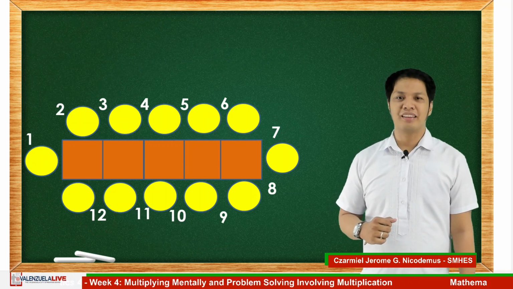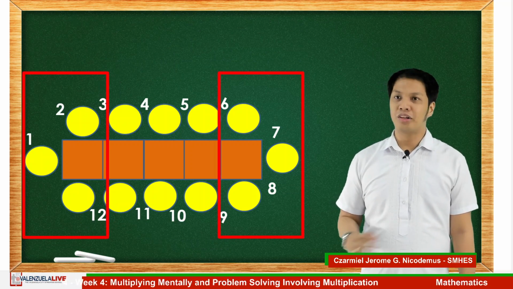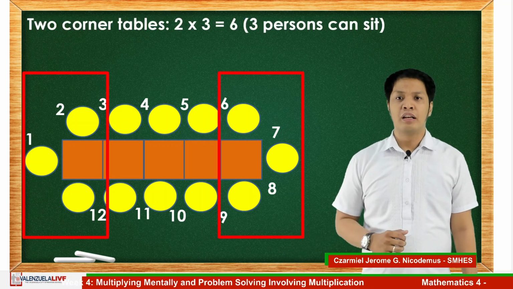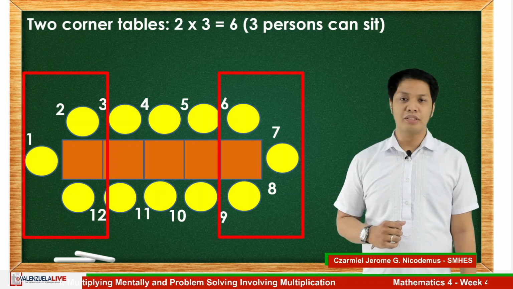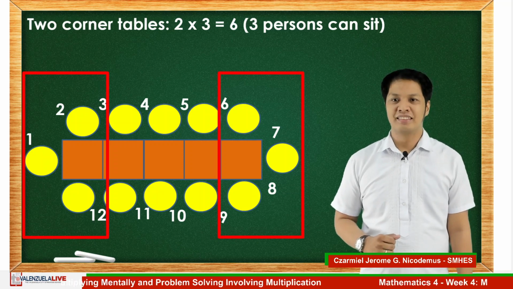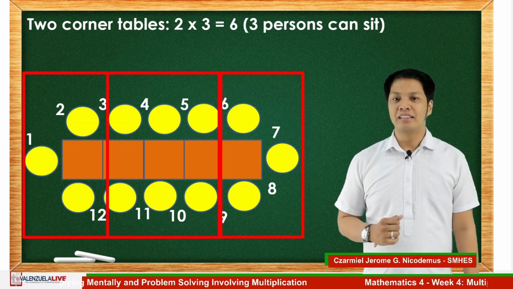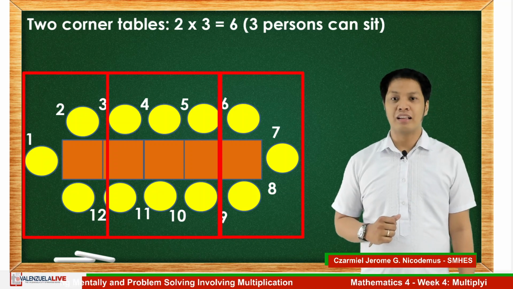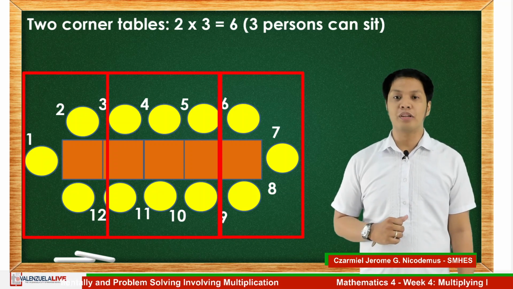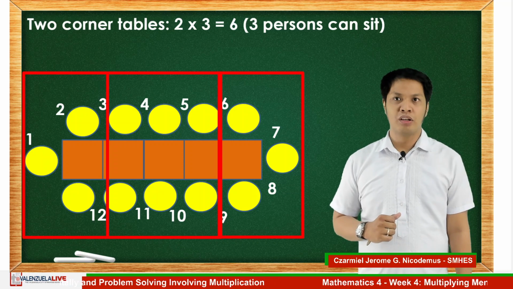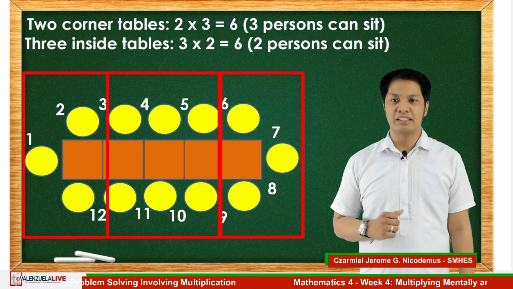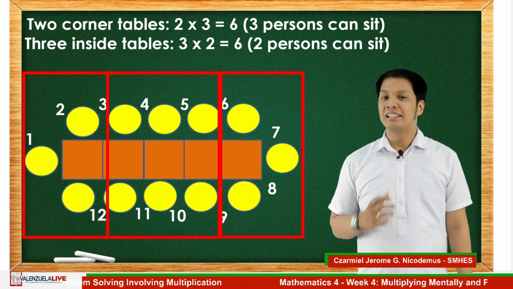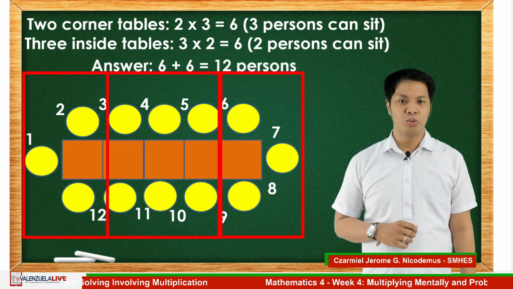To elaborate, there are 2 corner tables that 3 persons can sit in each table. So 2 times 3 is equal to 6. While there are 3 inside tables that 2 persons can sit in each table. So 3 times 2 is equal to 6. Put them together, 6 plus 6 is equal to 12.